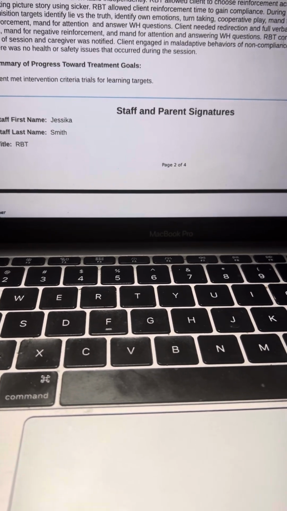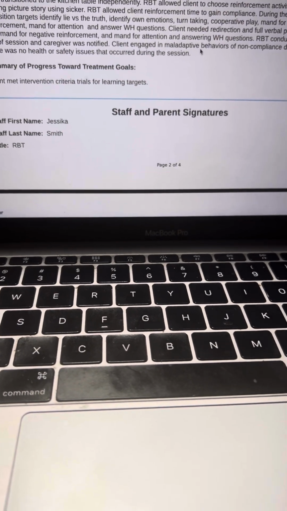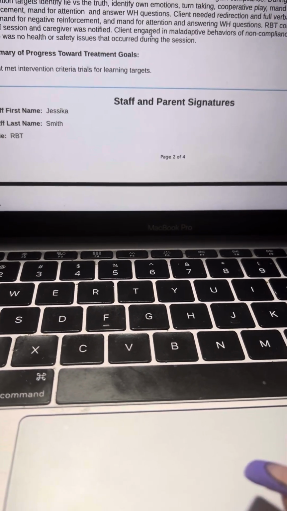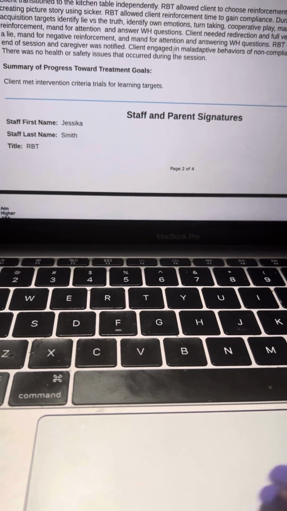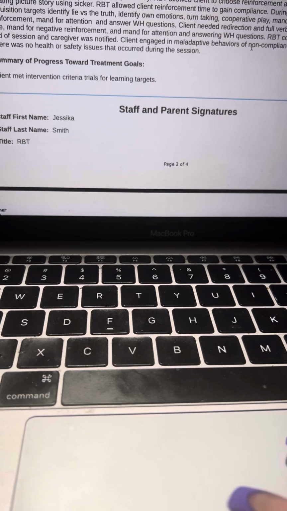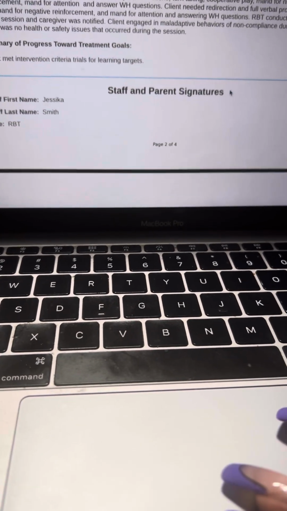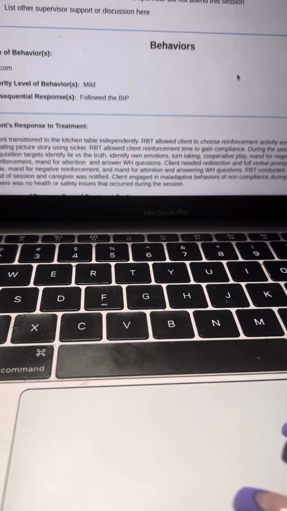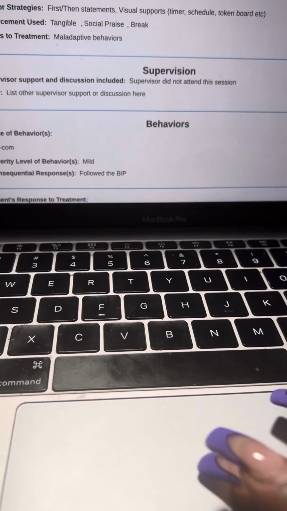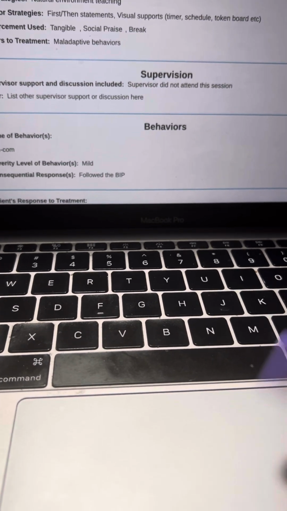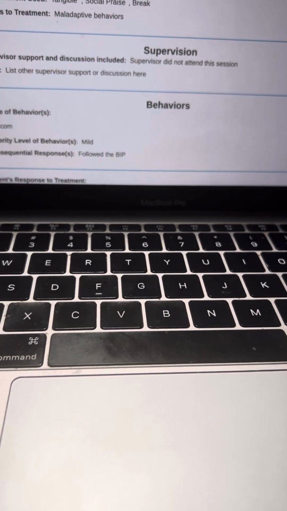I always add that the RBT conducted a body scan at the end of the session and caregiver was notified. I also put whatever maladaptive behaviors the client engaged in, and she did some non-compliance during this particular session. I also add if mom tells me anything upon the client status, any barriers, if she didn't sleep well at night, if she's on a different medication.